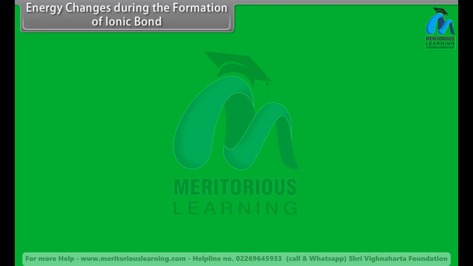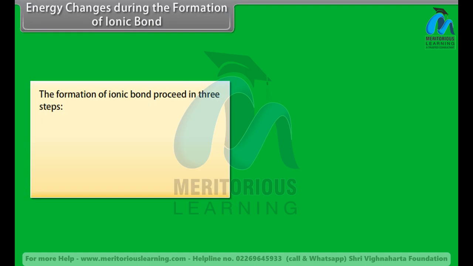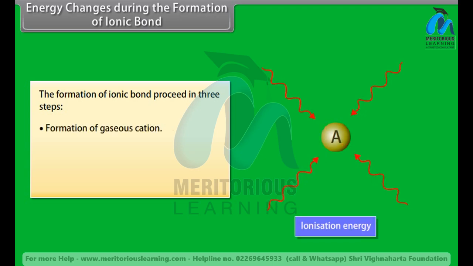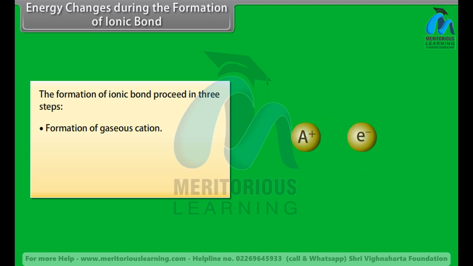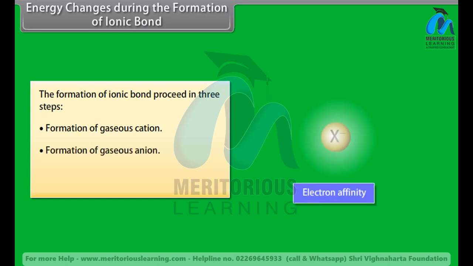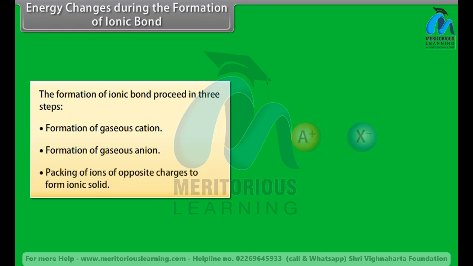Energy changes during the formation of ionic bond. The formation of ionic bond proceeds in following 3 steps. Step first, formation of gaseous cation. The energy required for this step is called ionization energy. Step second, formation of gaseous anion. The energy released from this step is called electron affinity. Step third, packing of ions of opposite charges to form ionic solid. The energy released in this step is called lattice energy.